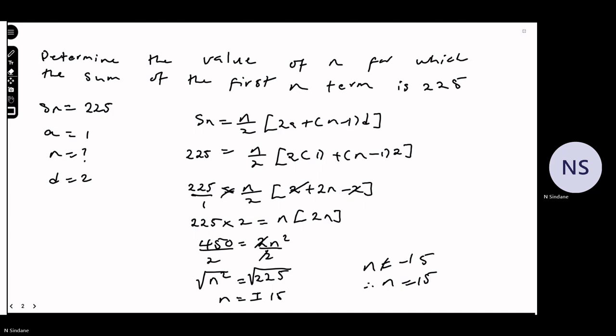The reason for that: n cannot be negative, n cannot be 0, n cannot be a decimal, n cannot be a fraction. N will always be a whole number. That is it for the sum of the series for arithmetic. Let's check another question if we have any. Yes, we have another example that we can do.